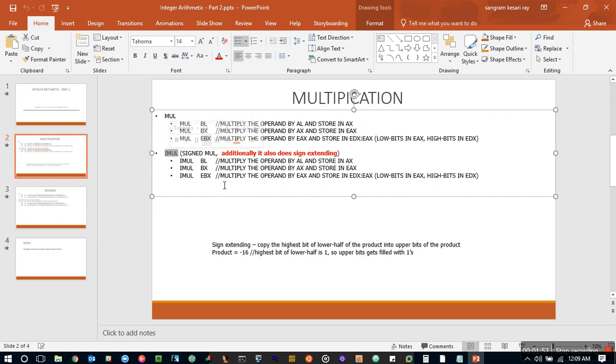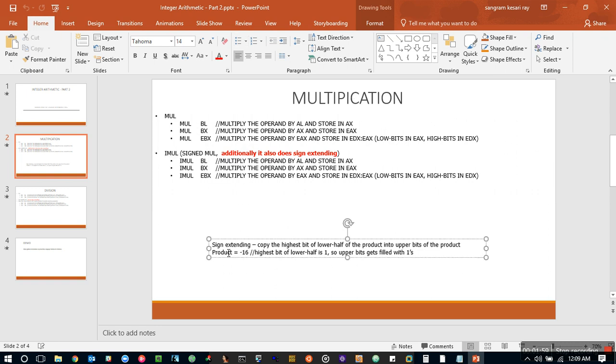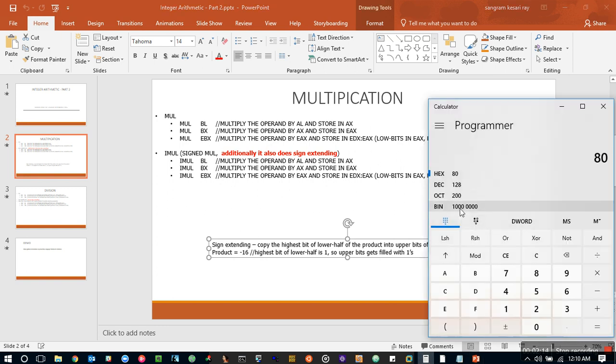Now we have the imul instruction as well, for multiplying signed values. What we have over there is a concept called sign extending. You can go through that, I have explained that. So if a value is stored like -16, so the lower half, like 16 would be, let's see in the calculator, -16. So 16 is represented this way.